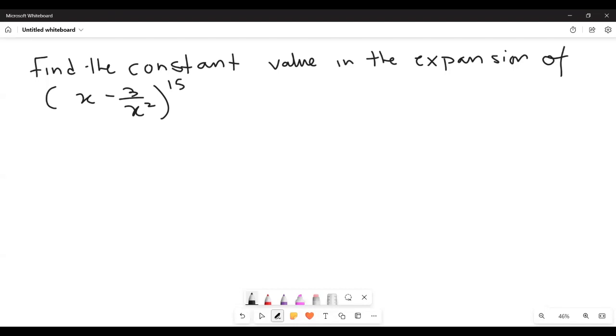Okay, so it's going to be TR plus 1 equals NCR, A to the N minus R, B to the R.